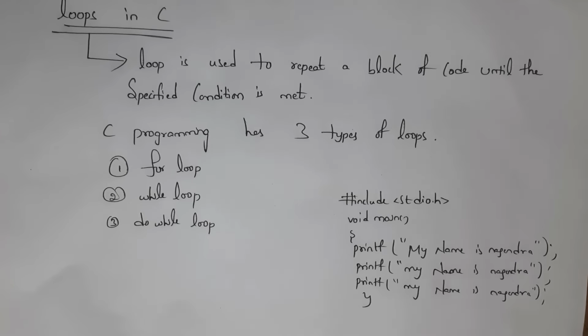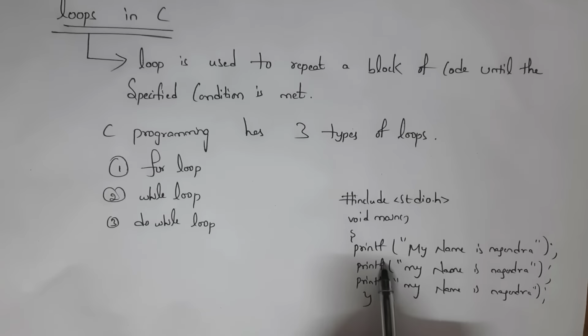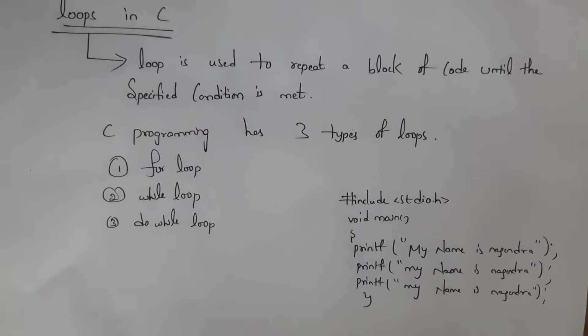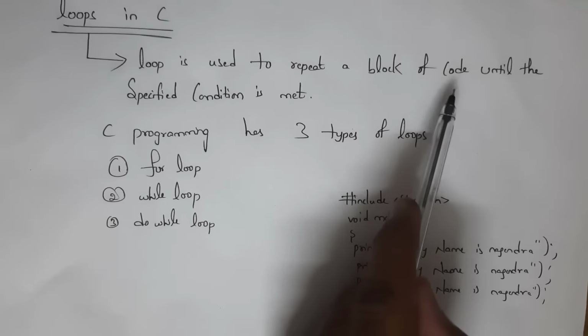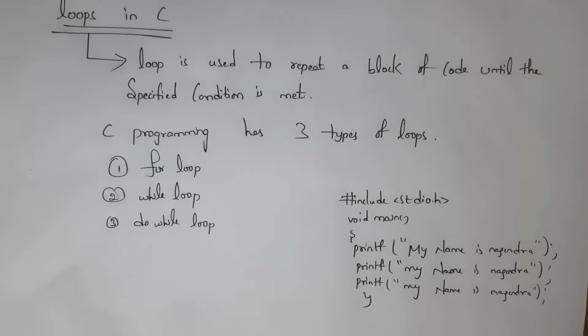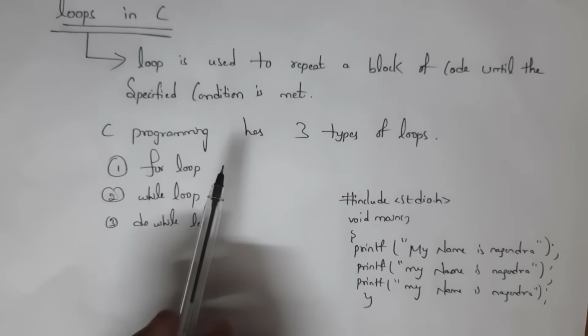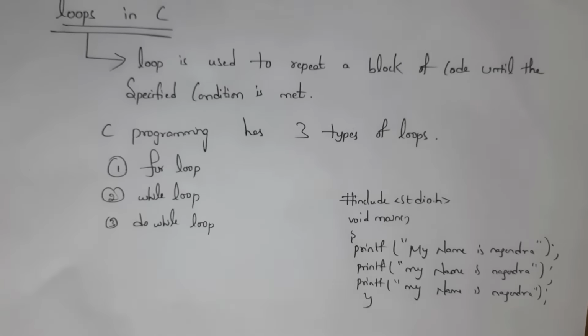It is very complicated. So in order to overcome this problem, we use loops. By using loops, we can write code once and we can repeat this code multiple number of times. So this is the main use of loops. Instead of writing my name is Nagendra 100 times, I can simply write it once and repeat it multiple number of times. So loops are used to repeat a block of code until a specific condition is met. For example, if I give condition like 10, then I will get my name is Nagendra 10 times. This is the definition of loop.